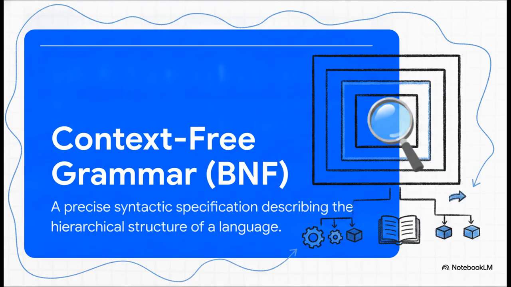So, to define that proper form, computer scientists use something called context-free grammars. These are often written in a notation called Backus-Naur form, or BNF. You can really just think of a context-free grammar as a gentle, precise rulebook. It's a set of instructions that describes the hierarchical structure of a programming language. Instead of trying to understand the whole program all at once, it breaks the language down into smaller, nested, recursive parts. It brings order to what otherwise just looks like endless text.